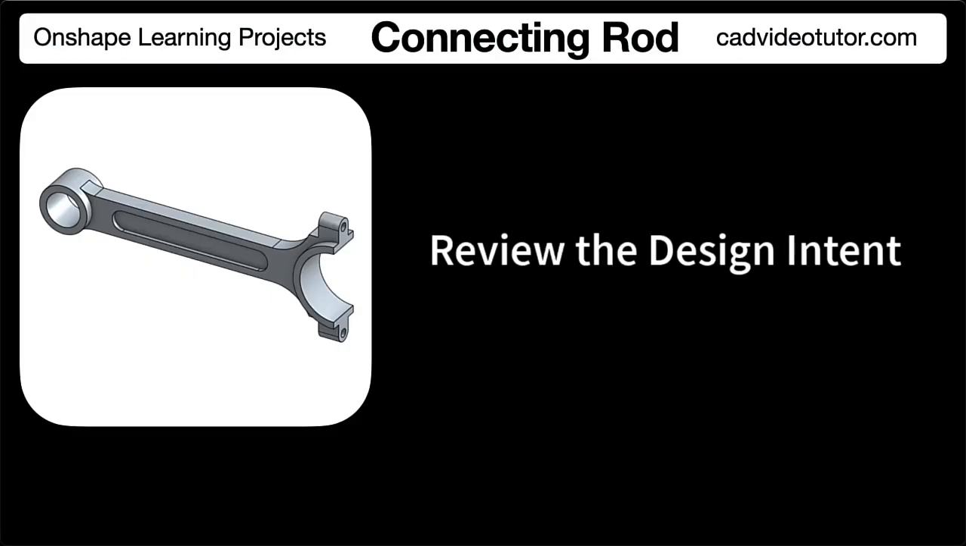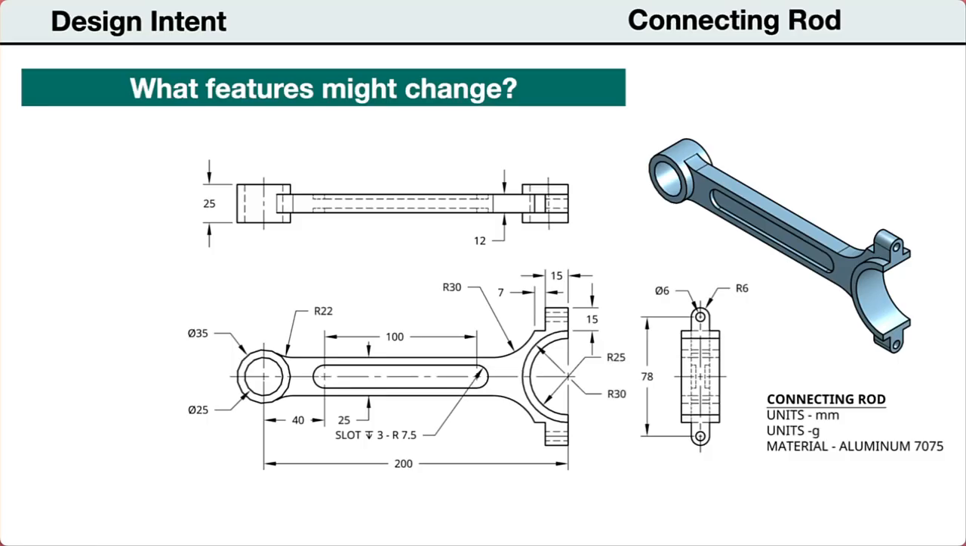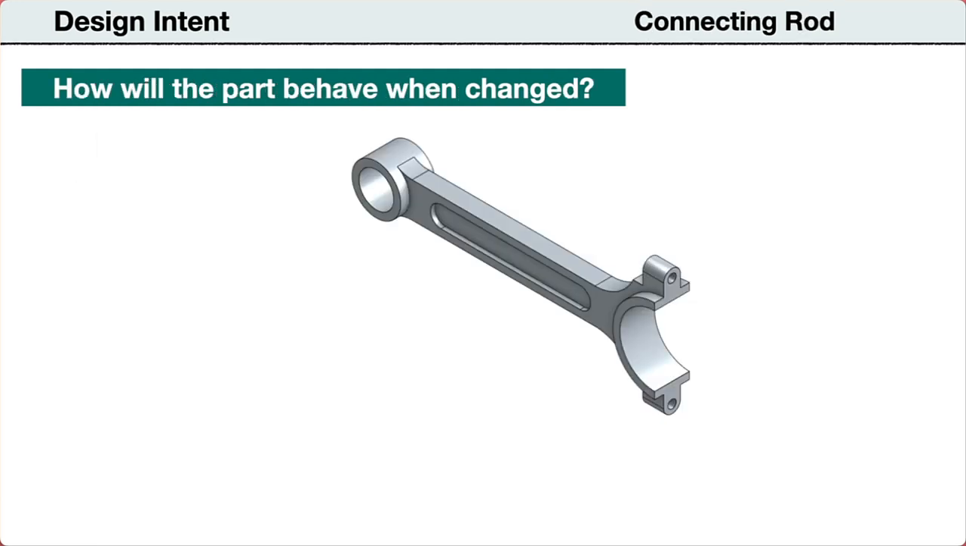Next, let's establish our design intent. To start, we need to identify any features that might be changed during the design process. For this connecting rod, the length of the rod, as measured between centers, may need to be revised longer or shorter. When the length of the beam is changed, the length of the slot should adjust to maintain the same distance from each end. Next, we can identify the features that should not change when the part is revised. In this case, all of the other features of the part will remain unchanged.